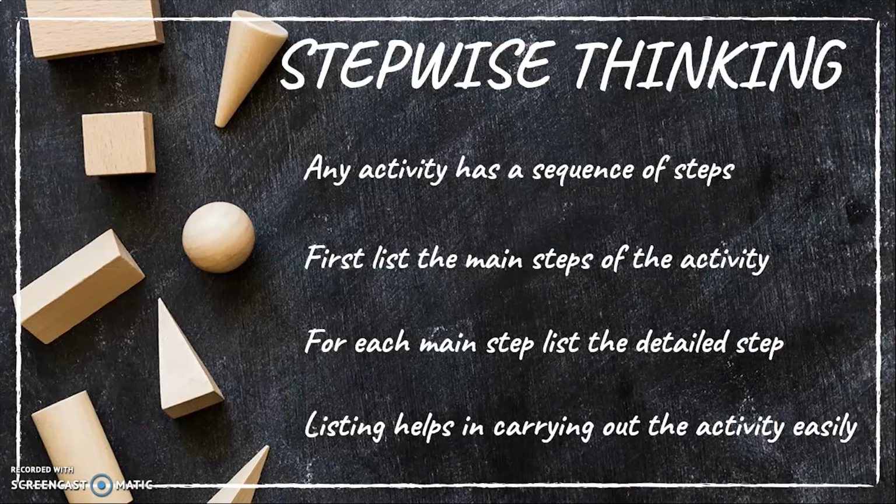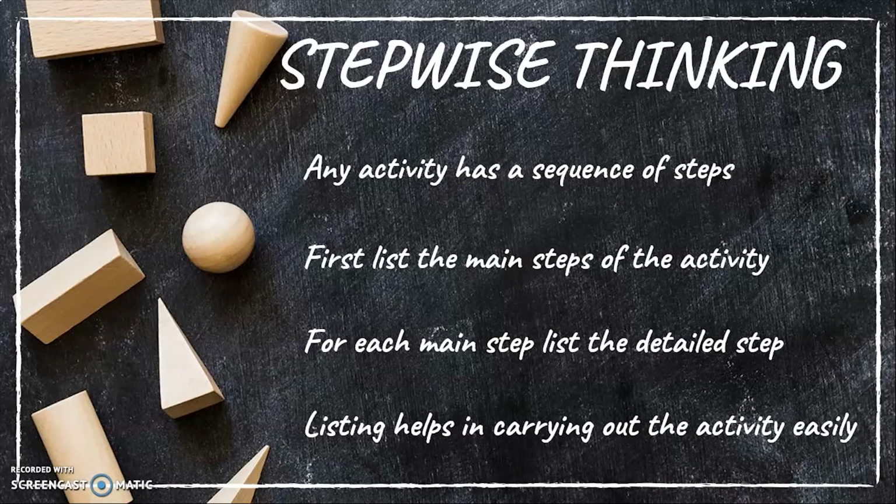First we gathered the information, then we are entering our next step, how to think. Okay, what is the step process for stepwise thinking? So any activity will always have a sequence of steps. As I told you, you should follow a certain step to do an activity effectively. So first we have to list the main points of the activity.